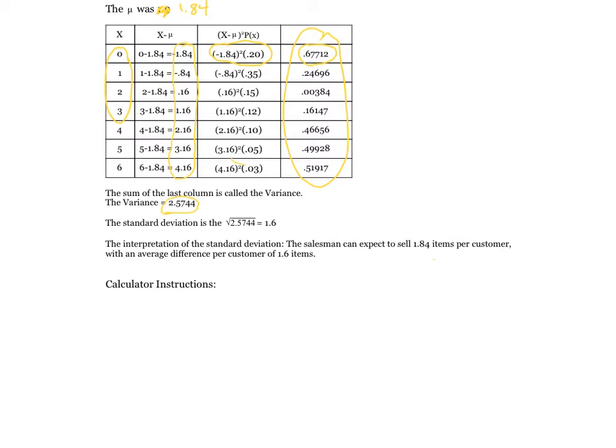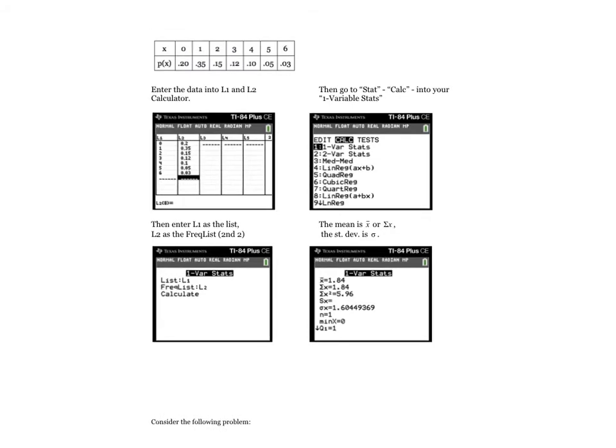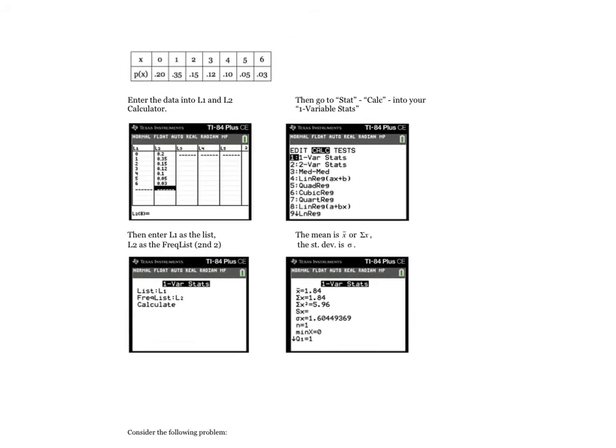Okay, it is possible to do this on your calculator. So next, I'm going to show you how to accomplish this on your calculator. So again, I have the same table. We're going to use the salesman information. So the first thing you do is you enter the data into L1 and L2 on your calculator. So remember, you go to Stat and Edit for that.